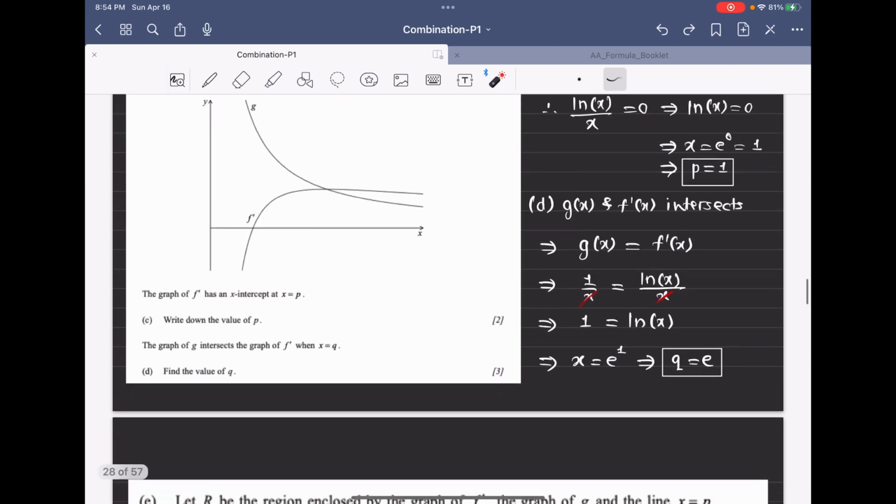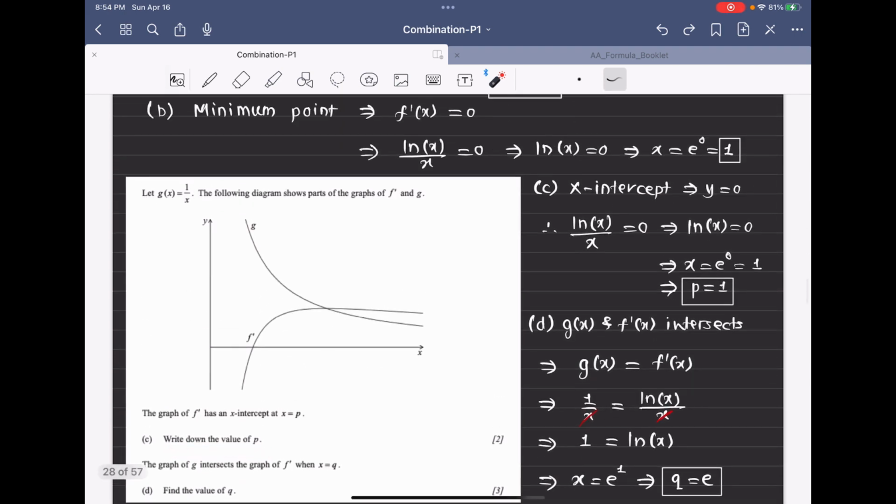That is why they said write down. But I need to show some working. That is why I repeated this full working over here. Because x-intercept, that means y is equal to 0. But y in this case is your f dash x. So that is equal to 0. So we got the same value, but the name is different. Now they are naming it as p.